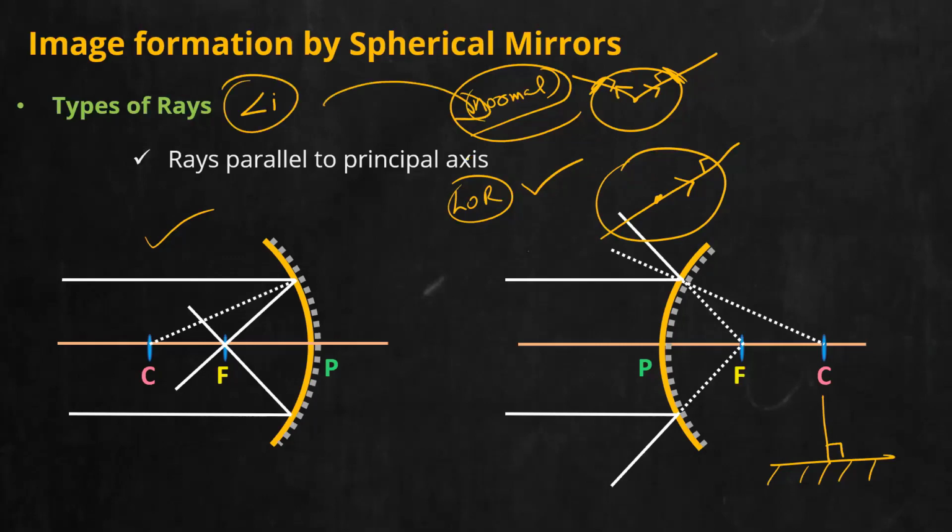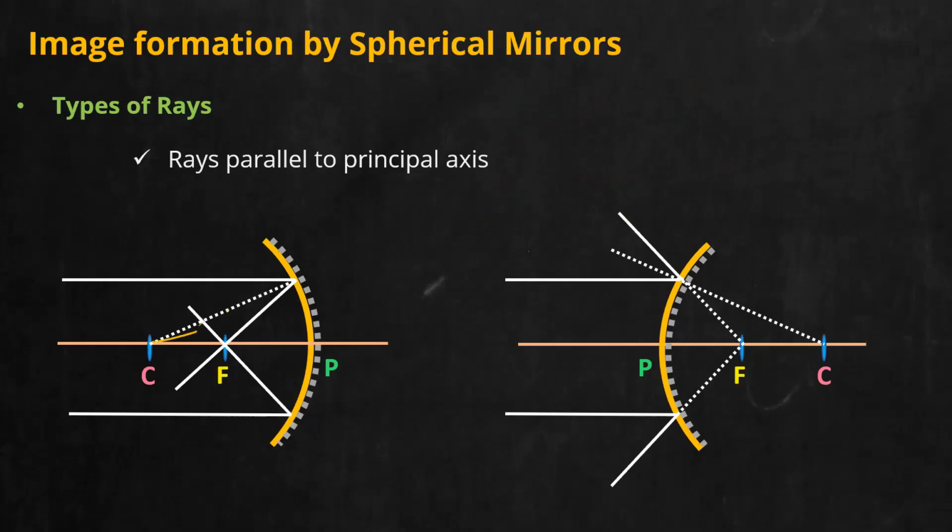Keeping that in mind, here I have drawn a straight line like this. This will be your normal. This is our incident ray, and this is your reflected ray. How can we find the angle of incidence here? This angle, between the incident ray and the normal, is the angle of incidence. Similarly, this angle is the angle of reflection. If you measure it, angle i will be equal to angle r. Conclusion: the laws of reflection are also applicable in the case of a concave mirror.